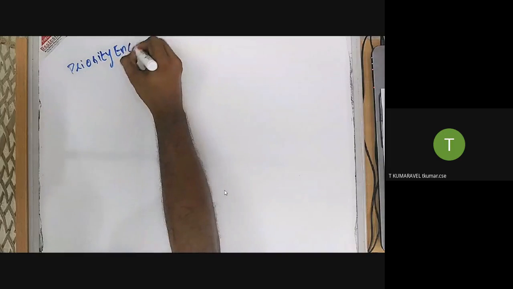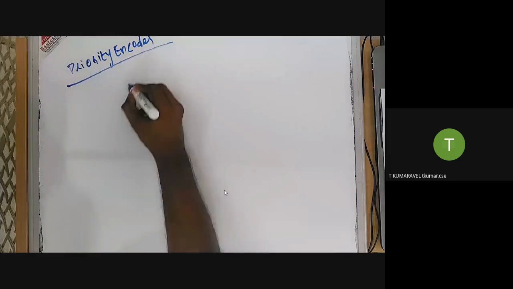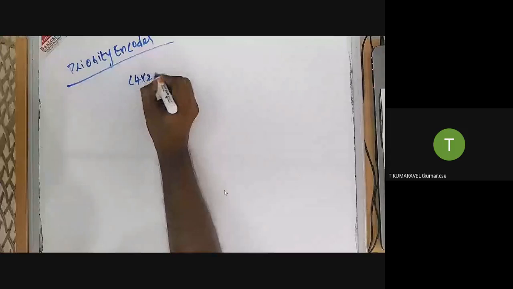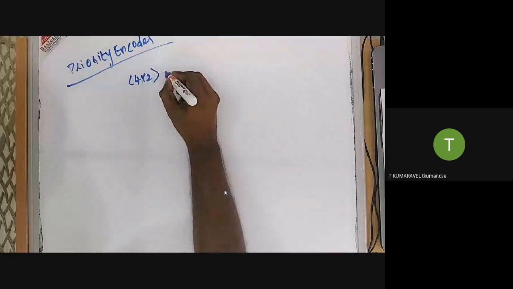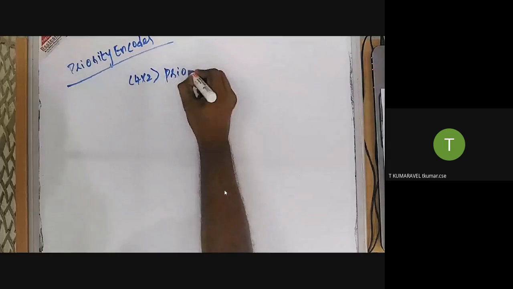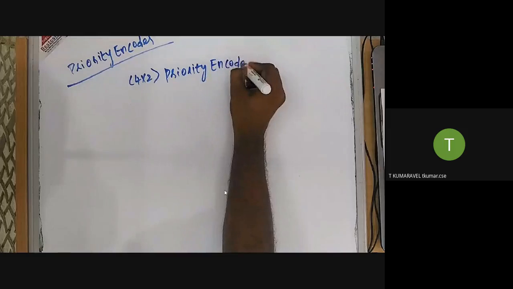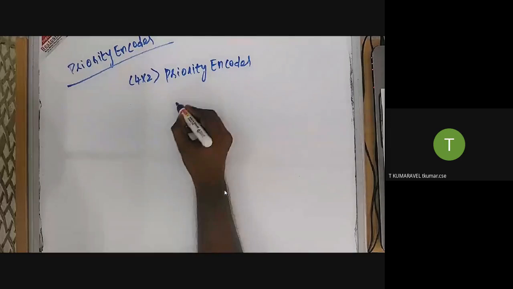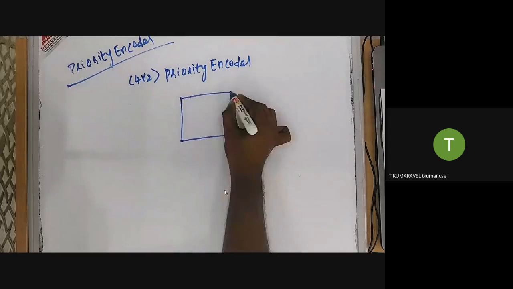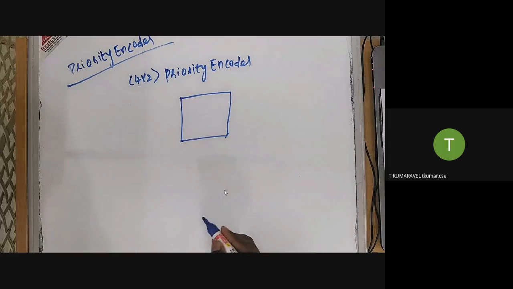Now, I'm going to implement the encoder using a priority encoder. For that, I'm going to consider a 4 by 2 priority encoder. The priority encoder is similar to an encoder, but how does it differ from the normal encoder? The normal encoder contains input and output alone, whereas the priority encoder has one extra bit called a validation bit.